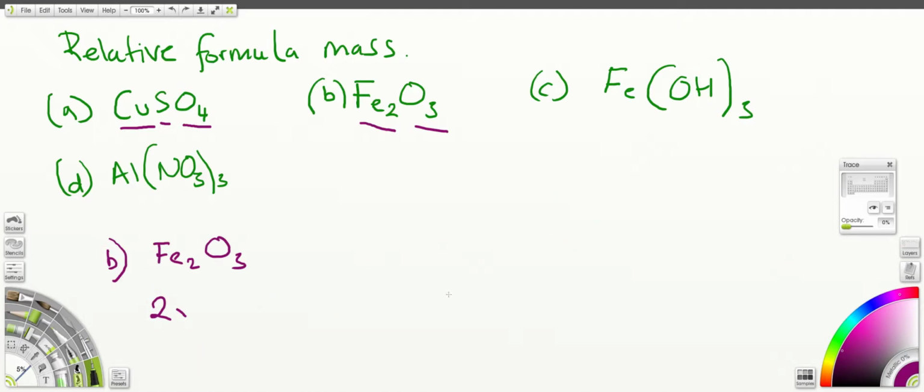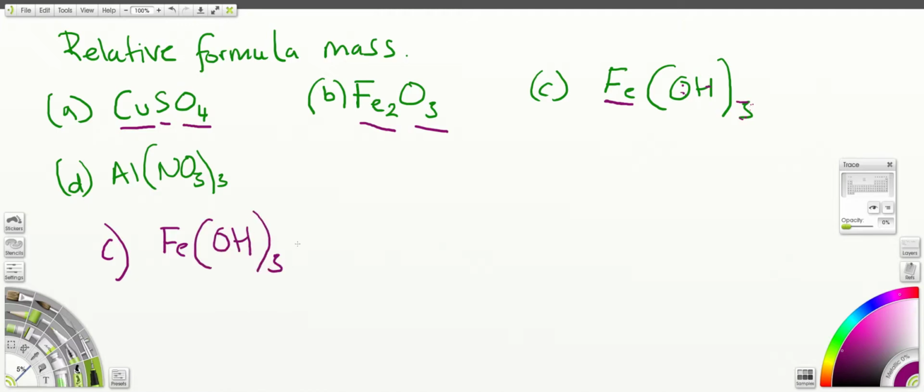Let's do C now. Again, you need to understand what the formula is saying before you can solve it. Here it's saying you've got an Fe, so you've got 1 iron, and you need to multiply the inside by the outside. So I've got 3 oxygens, because 1 oxygen times 3 is 3, and I've got 3 hydrogens, so that's what you need to remember. I'm going to write this down: Fe, brackets OH, close brackets 3.